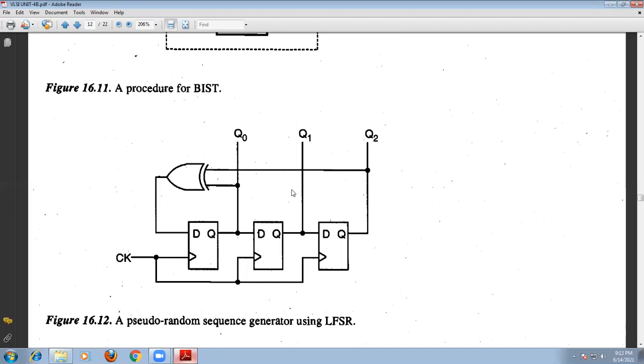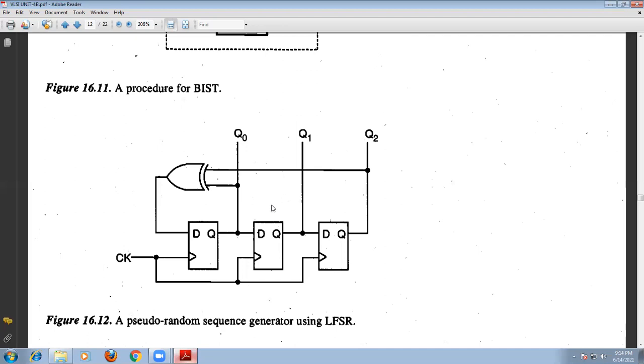So first we are going to analyze the signature. We are going to store the signatures, and whenever the circuit under test is placed, we are going to take the signature here and compare these two signatures, the fault free and the faulty. If the two are different, then we can say it is a faulty circuit. If the signatures are the same, then it is a fault free circuit. So remember that point.